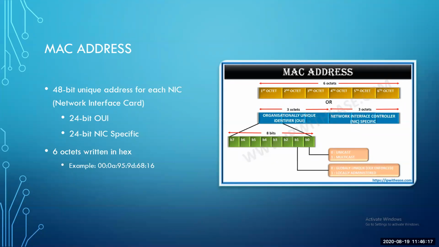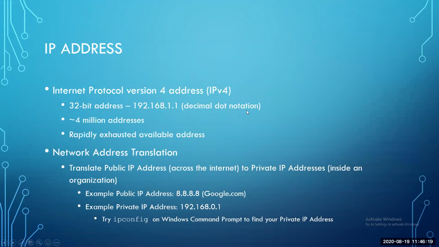All right, so now before we end class, let's talk about IP addresses. So the most common IP address is an Internet Protocol version 4 address, IPv4. These are 32-bit addresses, typically written in decimal dot notation, broken down into 4 octets. So 192.168.1.1. So each one of these numbers is 8 bits.